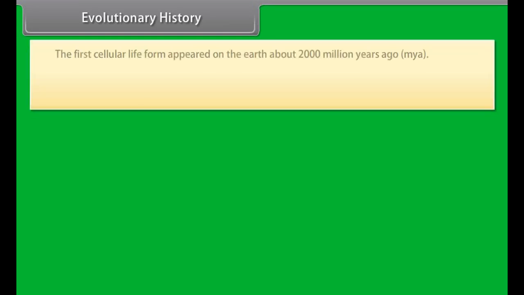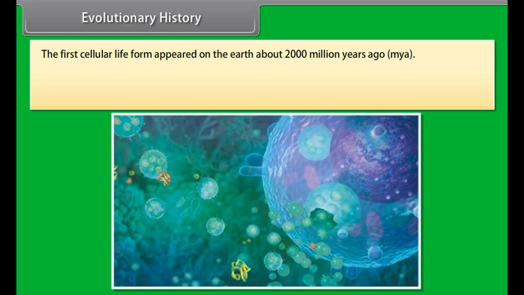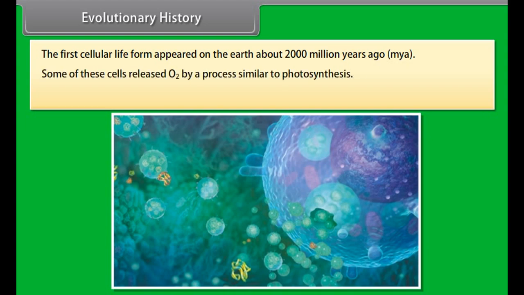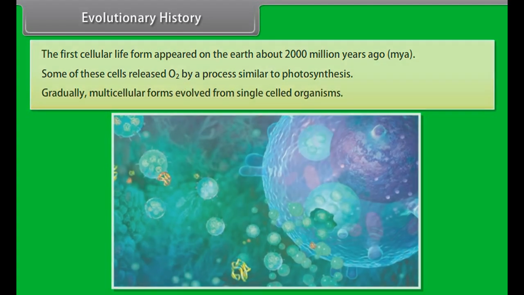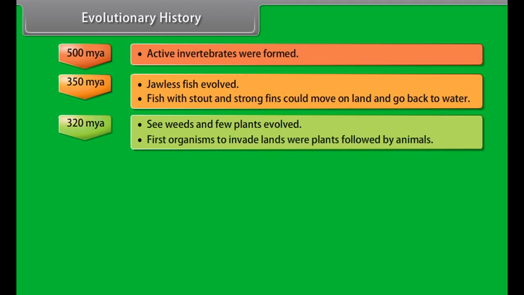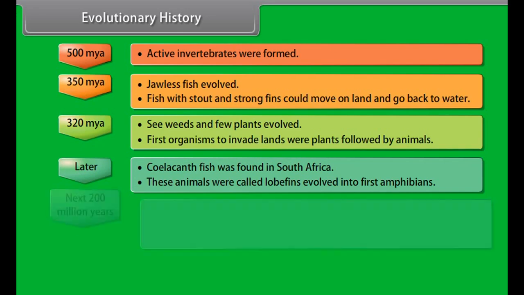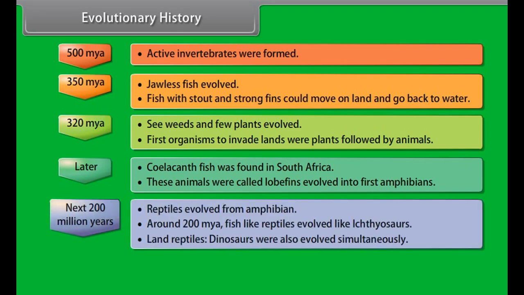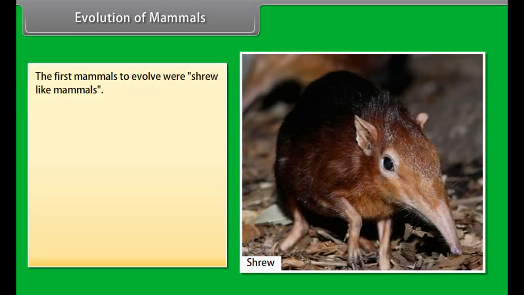Evolutionary history. The first cellular life form appeared on the earth about 2000 million years ago. Some of these cells released oxygen by a process similar to photosynthesis. Gradually, multicellular forms evolved from single-celled organisms. Further, evolution can be traced as follows.